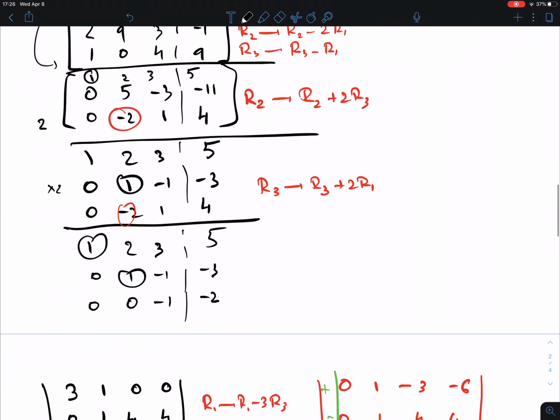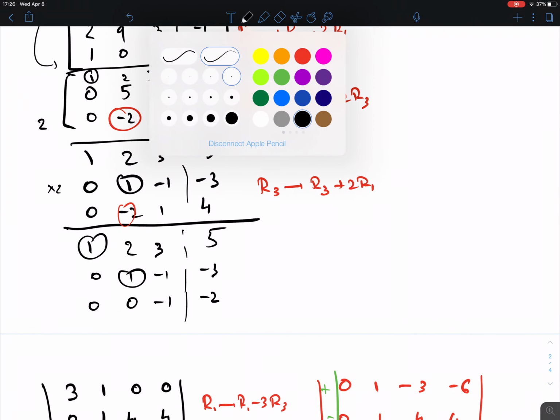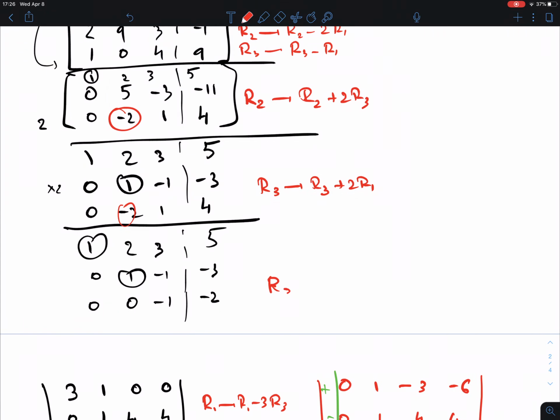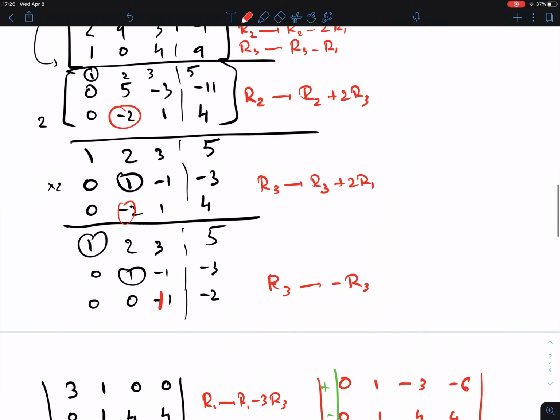Oh, I need the -1 here. So the row operation I'm going to do is replace row 3 by -row 3. Now I'm going a little bit lazy and do it here. So this would now be the result of that, right? Okay, so I have now also a 1 here.